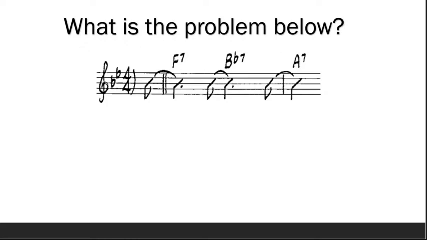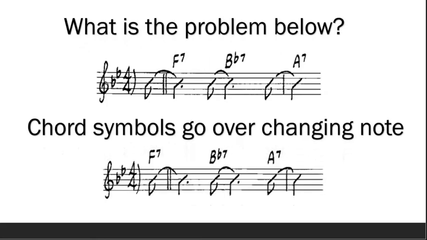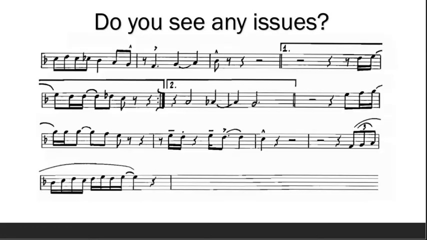This is one that I actually get wrong too. Chord symbols go over the changing notes. So when you have anticipations, the end of 4, the end of 2, make sure that your chord symbols go over where the change should be, not where you would have slash notation or whatever. Okay, next one. Do you see any issues here?